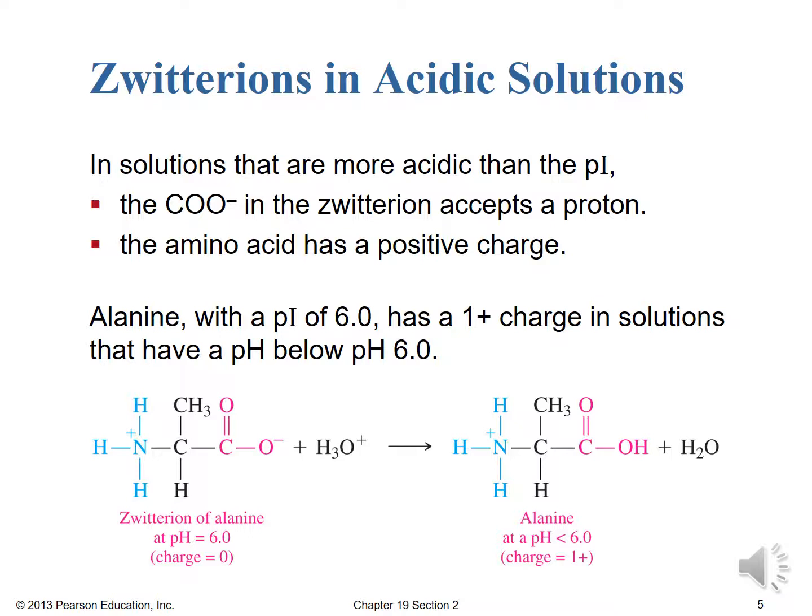So we see there the normal Zwitterionic form at pH 6.0, and then we see at some pH less than 6.0, could be 5.0, could be 4.0, but whatever it is, as long as it's below that pH of 6.0, we're going to have a charge of 1+ on the amino acid. It's no longer a Zwitterion because it's no longer neutral. It has a carboxylic acid group now instead of a carboxylate group, and the protonated ammonium group has a plus charge. There's no charge anywhere else on the molecule, so it's just a +1 ion.